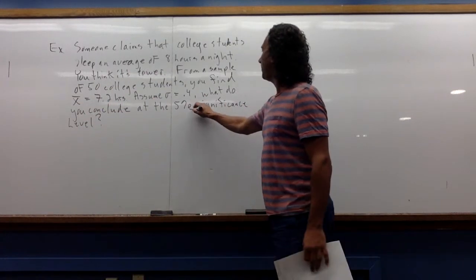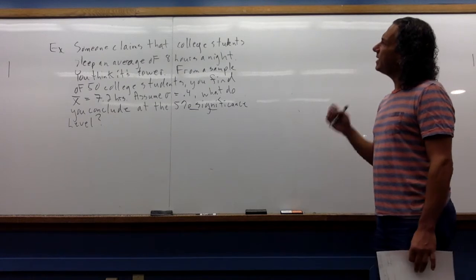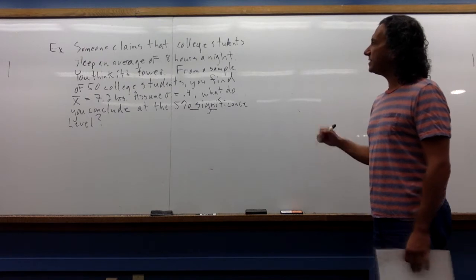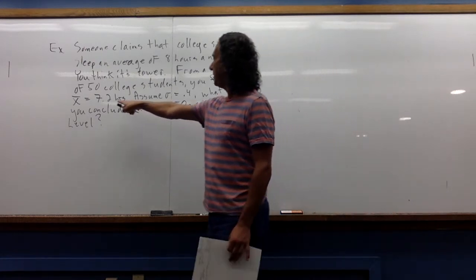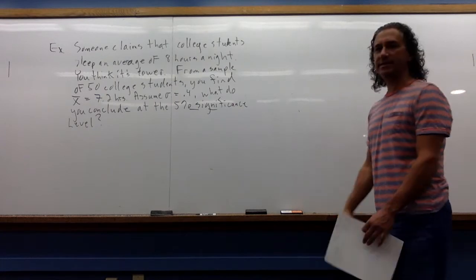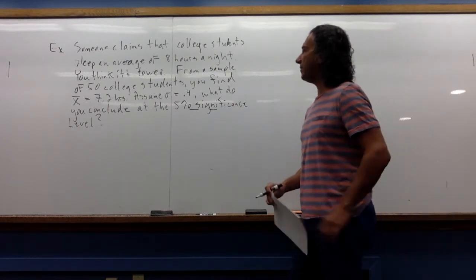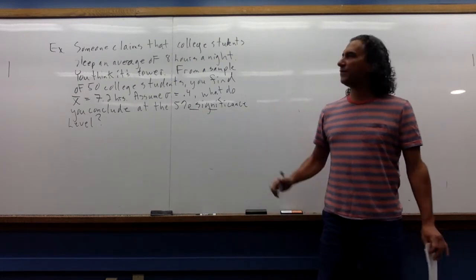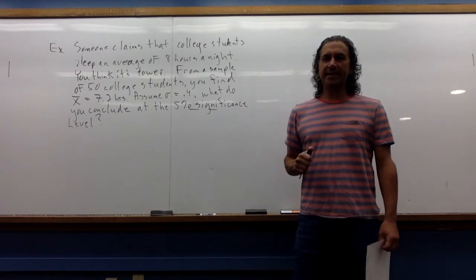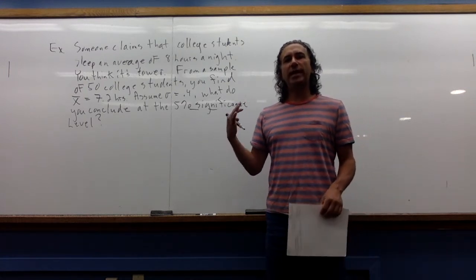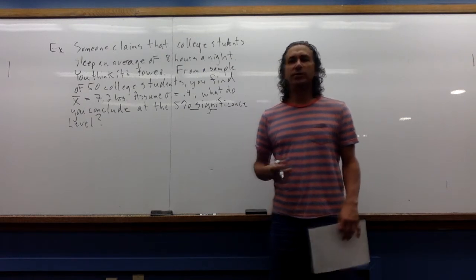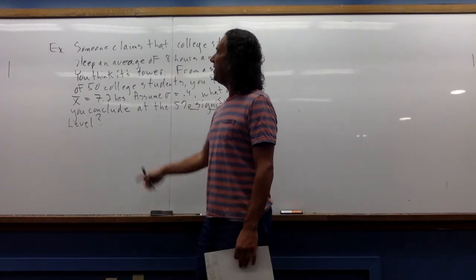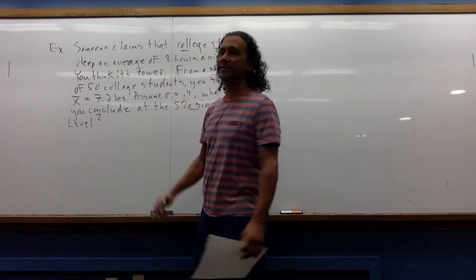Okay, so there's a little bit of new vocabulary in there. We'll talk about that. So let's see. Somebody claims that college students sleep an average of 8 hours a night. You think it's lower? From a sample of 50 college students, you find 7.2, and you make the assumption that sigma is 0.4. What do you conclude at the 5% significance level? Okay, so we'll get to this in a second, but let me just say the first step of any hypothesis test is you want to mathematize it. You want to turn it into symbolic form so that we can do some computations. And the interesting thing is once you put it into symbolic form, it doesn't actually matter what the topic is.